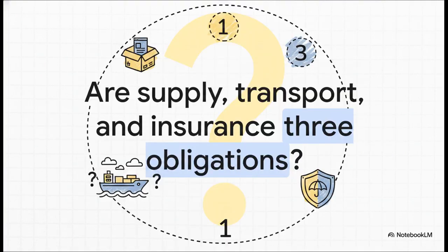So here is the absolute million-dollar question. Can A Limited look at this deal and say, hey, I am doing three totally different things here. I'm supplying goods, I'm transporting them, and I'm insuring them, so I have three distinct performance obligations. Because if they can do that, they might be able to recognize revenue in three different stages. Or do they have to look at this entire process as just one big, single bundled obligation?